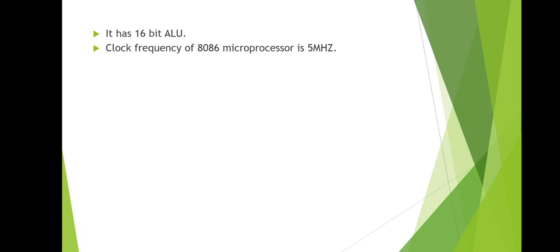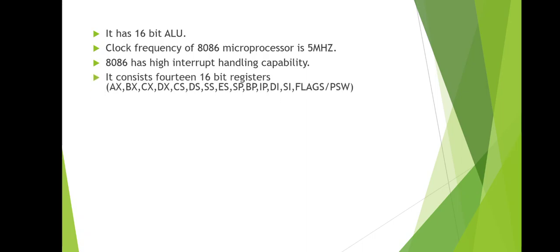Here the clock frequency of 8086 microprocessor is nearly 5 MHz. And 8086 has high interrupt handling capability. 8086 has so many interrupts, so it has high interrupt handling capability, and it consists of 14 16-bit registers. 8086 contains 14 16-bit registers. Here in 8086 microprocessor, it contains general purpose registers, special purpose registers, index registers, and flags.